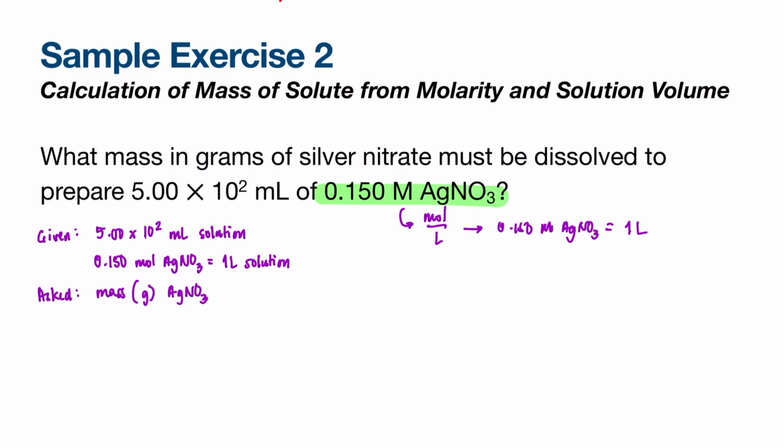So from the problem, we have 5 times 10 raised to 2 mL of solution, which is the volume of the solution, and 0.150 moles of silver nitrate per 1 liter of solution, which is the molarity of the solution, M. And we are asked about the mass in grams of silver nitrate, which is the solute in the solution.